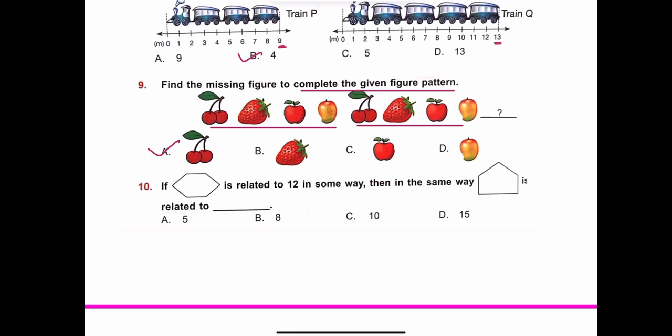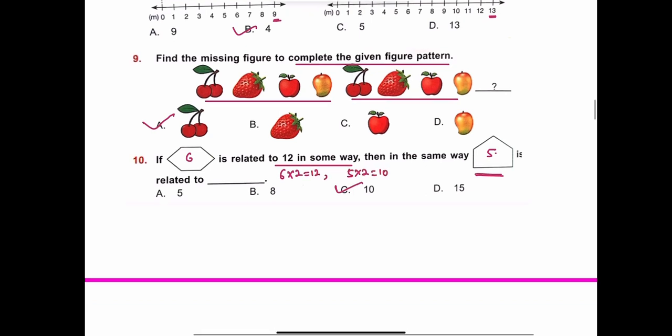Option A. If this hexagonal structure is related to 12 in some way, then in the same way the pentagon is related to what? The hexagon has 6 sides and it is related to 12, which means 6 into 2. In the same way, the pentagon has 5 sides, so it is related to 5 into 2, that is 10. Like 6 into 2 is 12, similarly 5 into 2 is equal to 10.